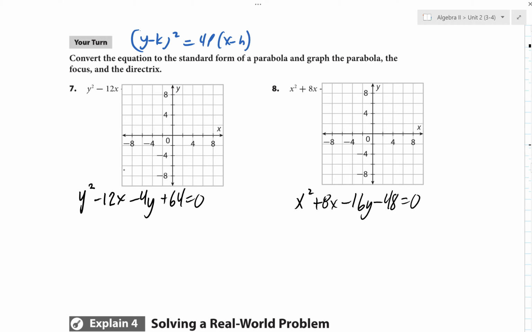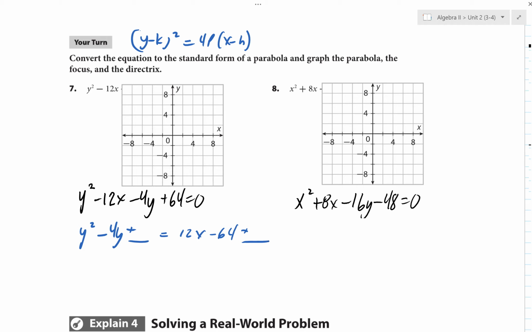What we're going to have to do is complete the square for y, because y is the only variable that's squared. So y squared minus 4y. I'm going to move everything else to the other side. 12x minus 64 moves to the other side. Okay, and I left a blank there to complete the square, so I'm going to leave a blank over here as well.